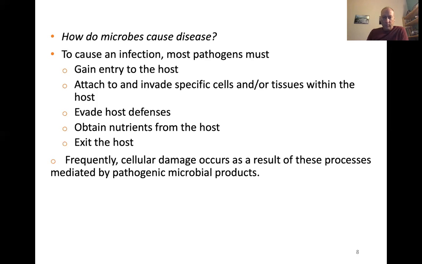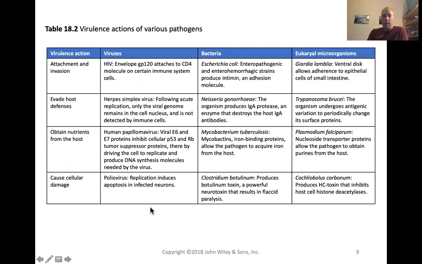So for us, from our perspective, the problem is that cellular and tissue damage often occurs as a result of these processes, and it's caused by the actions of the pathogen in causing the disease. So all of these elements of virulence, all these components of the pathogenic life cycle have examples, and we won't go into all of these, although I would like you to read over these to see examples of how viruses accomplish each of these things. This is a lot of what we already talked about with viruses.